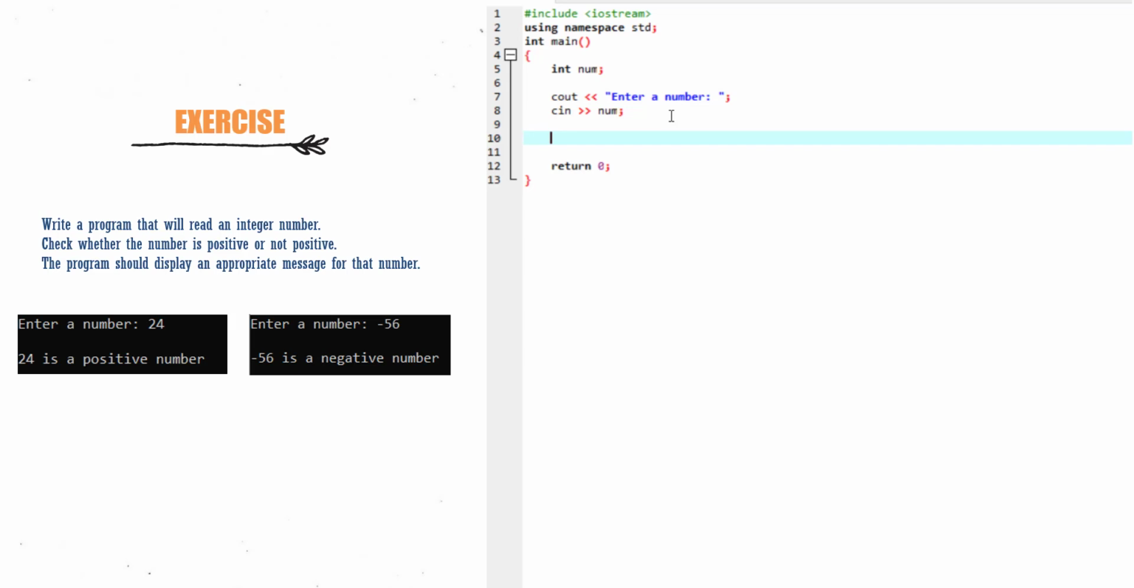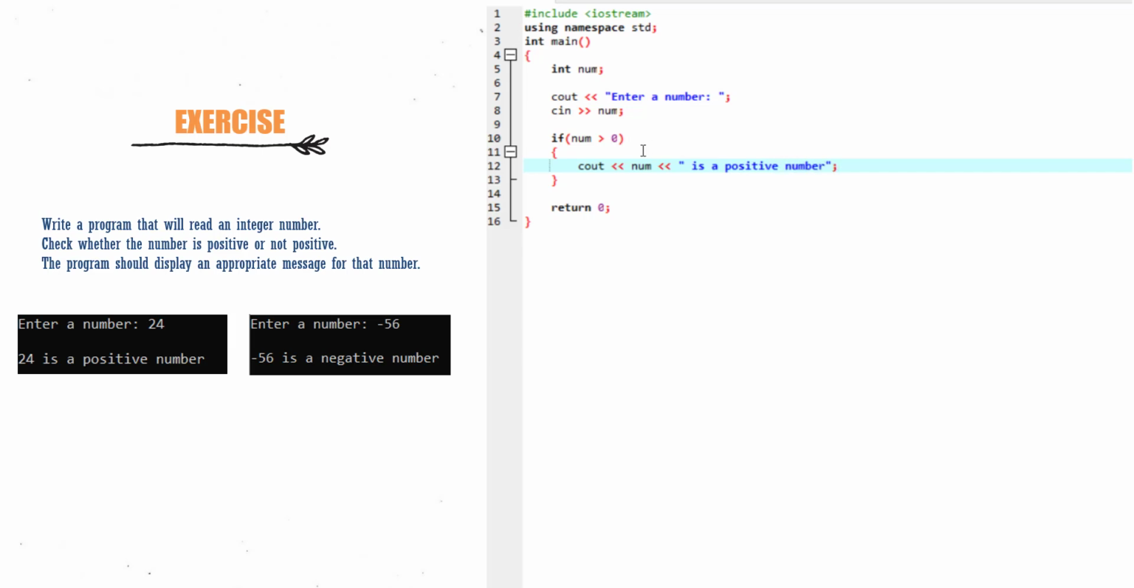Okay, so what kind of question do we need to ask? We need an if statement. So if, how do we know if a number is positive? You would say that if the number is more than 0, then it will be a positive number. So cout num is a positive number.